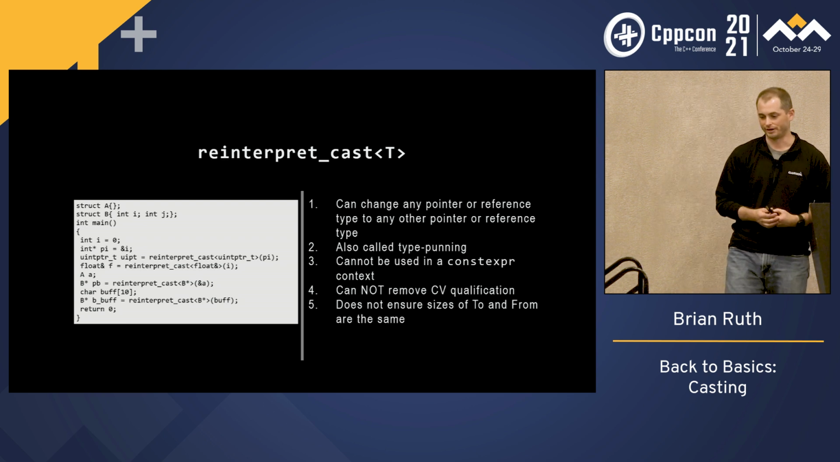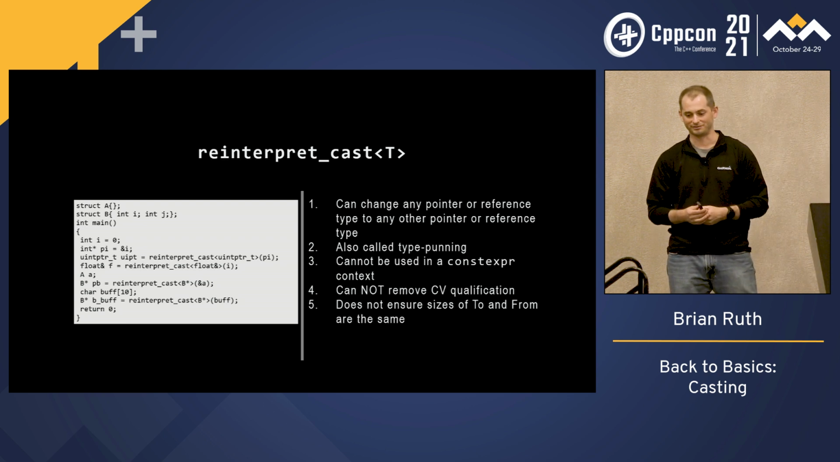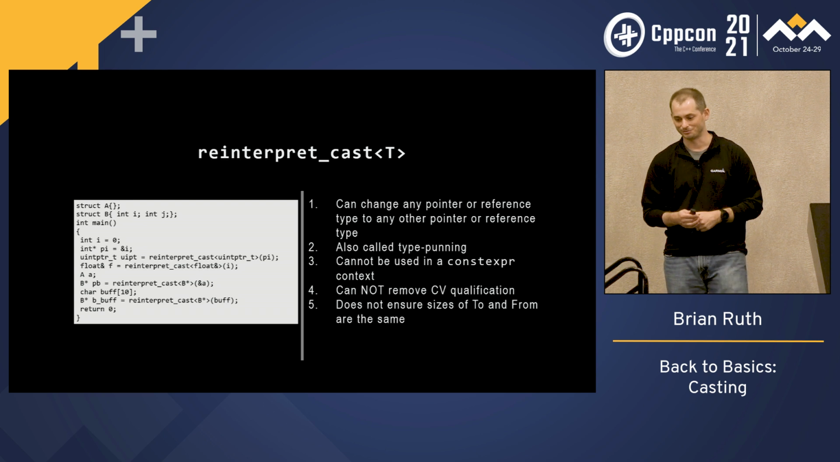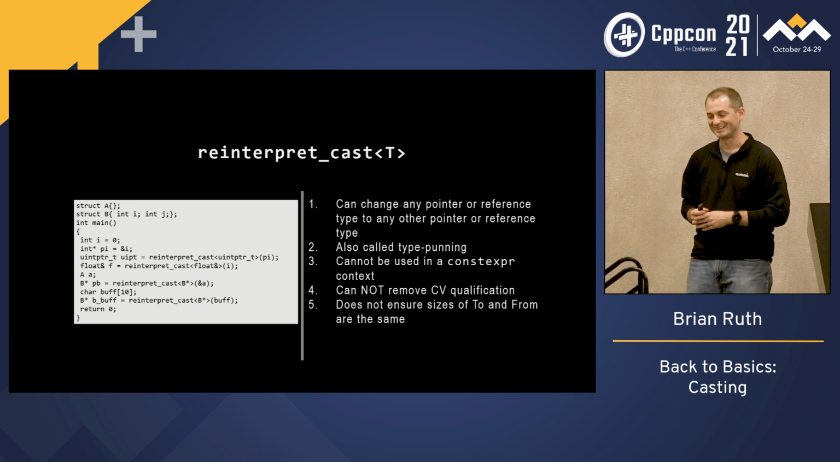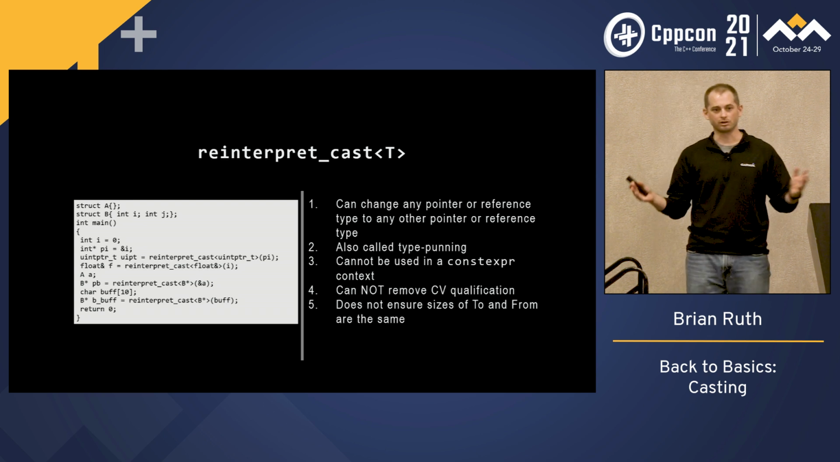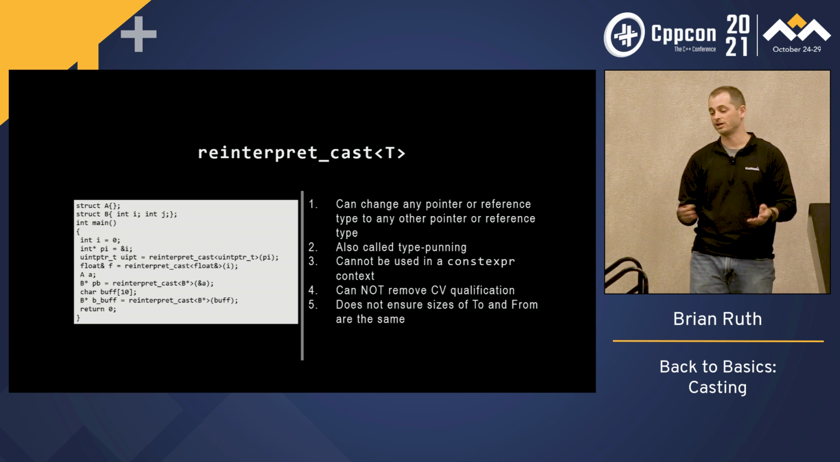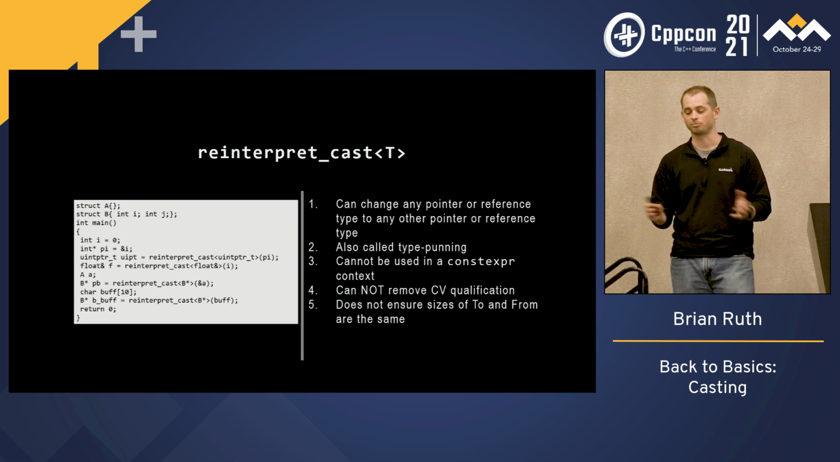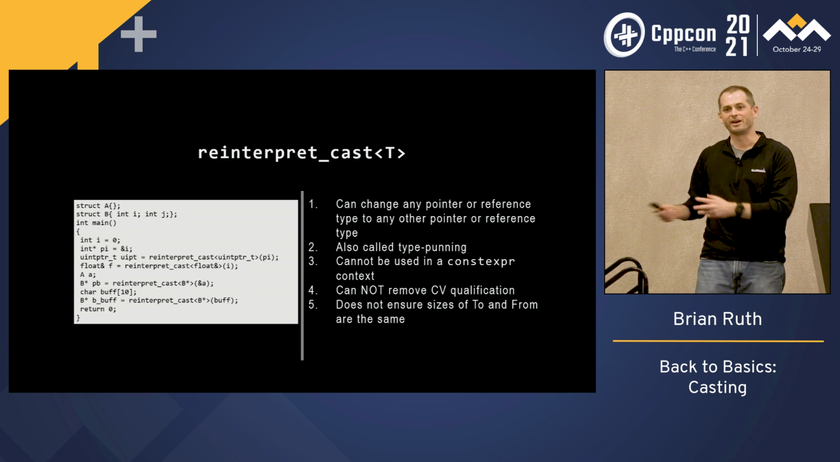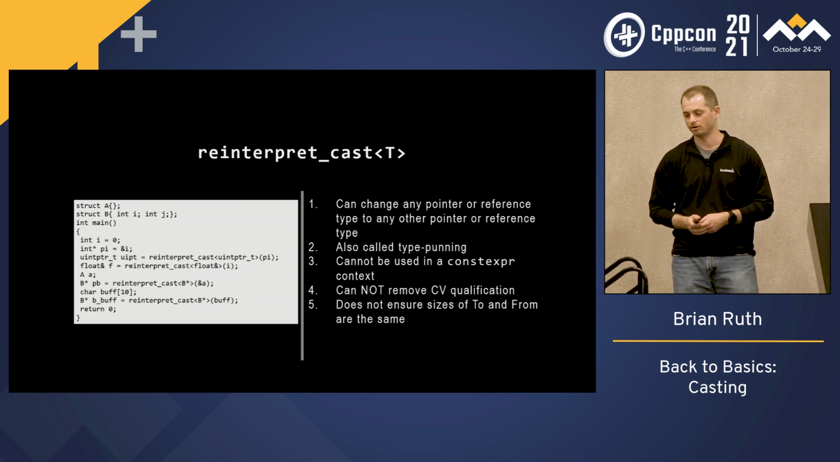Reinterpret cast. I know in Herb's keynote he mentioned that you shouldn't be using it, and if you do, it's up to you. But this is essentially the closest thing to a C-style cast. This can change any pointer or reference type to any other pointer or reference type. This may also be called type punning. You might hear it called that.